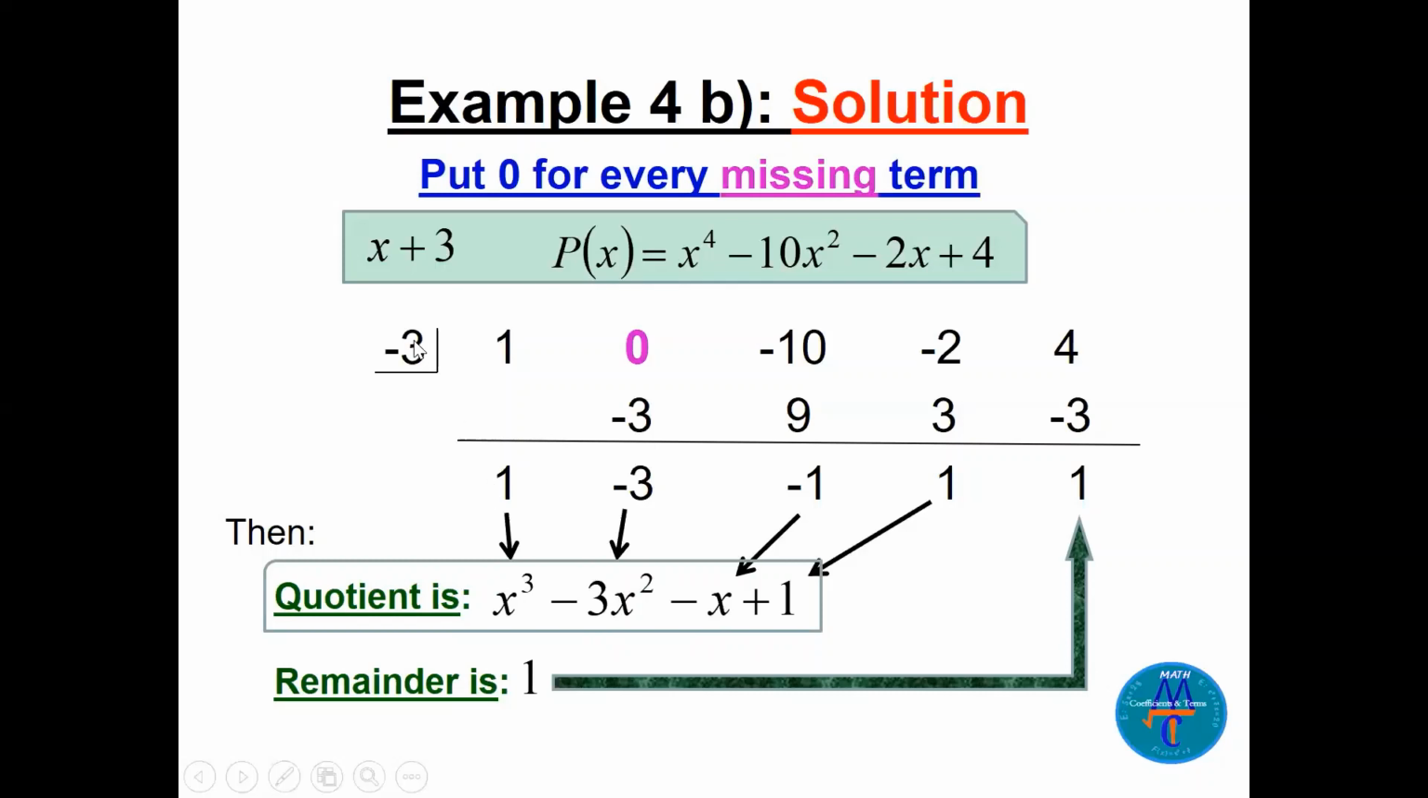1 comes down. On the chair, I put minus 3. So when you add here, minus 3, multiply minus 3, and minus 3 becomes 9. You continue here until you find the remainder, 1. And see the quotient here? Look at the function. The function is x to the power 4. So the quotient is 1 degree less, so x cubed, minus 3, see the coefficients, 3x squared minus x plus 1. That's all the quotient.